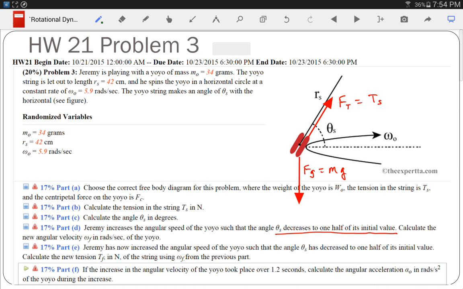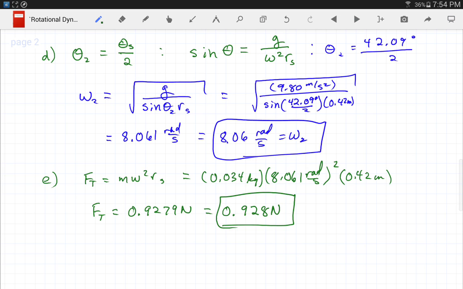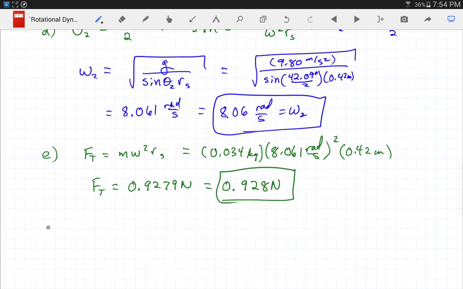Finally, the last part of the question says, if the increase in the angular velocity of the yo-yo took place over 1.2 seconds, calculate the angular acceleration alpha in radians per second squared of the yo-yo during the increase. So, this one here, surprisingly enough, is probably the simplest one. It was the only part that was really new for this section. We know by definition that alpha is equal to change in angular velocity divided by change in time. So that'd be my angular velocity 2 minus my angular velocity I started with divided by the delta t.